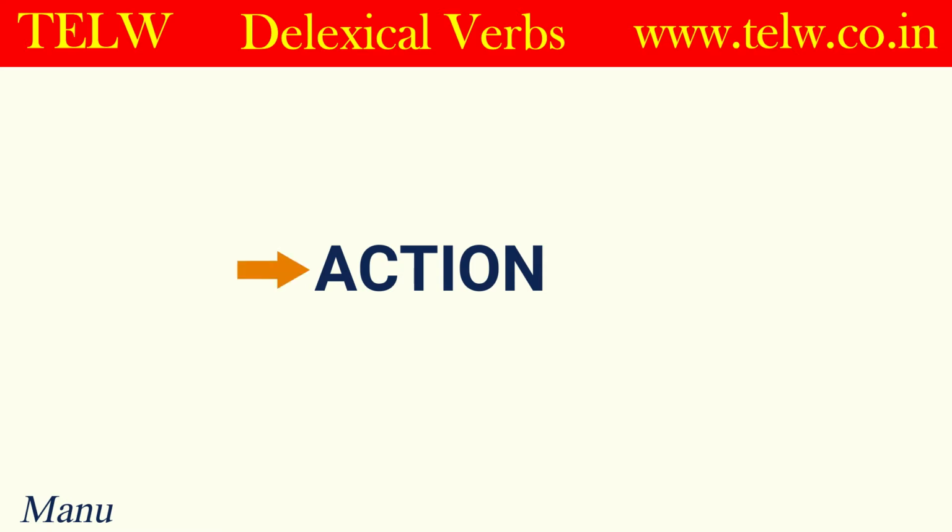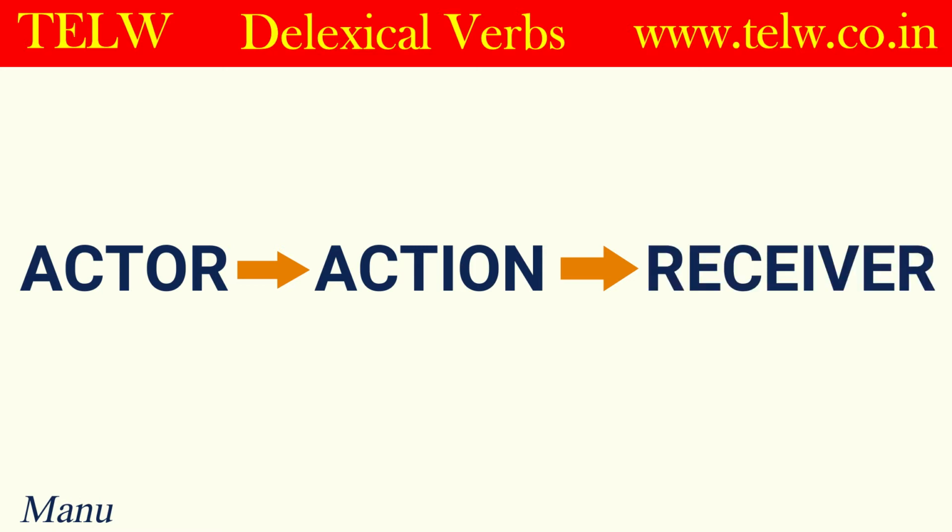Now in English, the action word comes after the person that does the action. It could be a person, a place, or a thing, the actor. The actor comes first, then comes the action, and this action falls on another person, place, or thing, etc. That's the receiver. You may or may not have a receiver every time. So this is the word order: actor, action, receiver, every time in English.